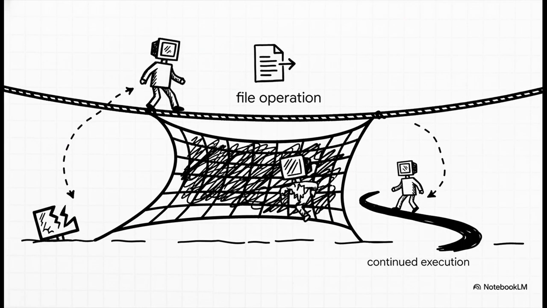Now, if you want to write truly professional, robust code, you need to wrap your file operations in what's called a try-except block. This is your ultimate safety net. It lets you try to do something, like open a file, and if an error happens, like the file isn't there, your program won't just crash and burn. Instead, it'll jump to the except block and handle that error gracefully.